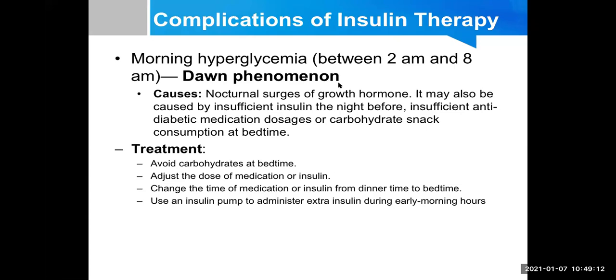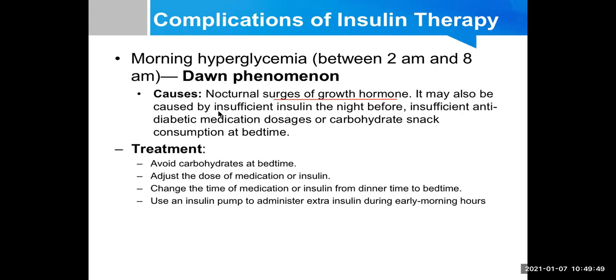Now, what may be the cause for this? Hyperglycemia is not caused by insulin, isn't it? So what is the mechanism for this? The cause or mechanism is there is a nocturnal surge of growth hormone at night. Now, what is the function of growth hormone? It will lead to increase in blood sugar level. Growth hormone is a type of counter-regulatory hormone for insulin. So it elevates the blood sugar level. So that clearly explains hyperglycemia.